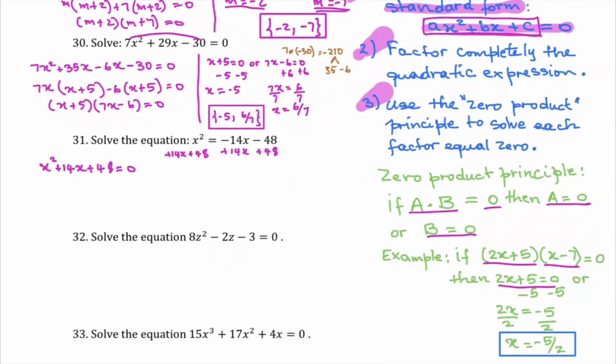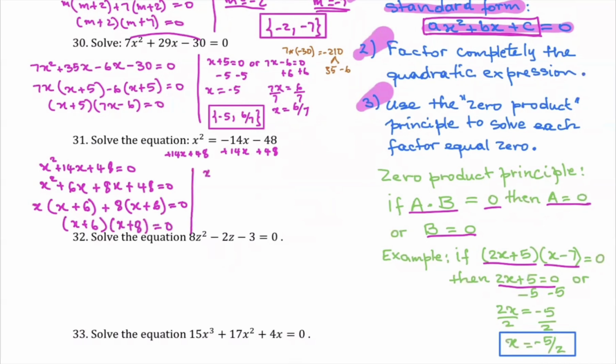Now 1 times 48 is 48. Two factors that multiply to give you 48 and add to give you 14, or 6 and 8. So that's x squared plus 6x plus 8x plus 48 equals 0. GCF of the first group, the first two terms, is x plus 6, plus factor 8 out from the second group, x plus 6 equals 0. X plus 6 times x plus 8 equals 0.